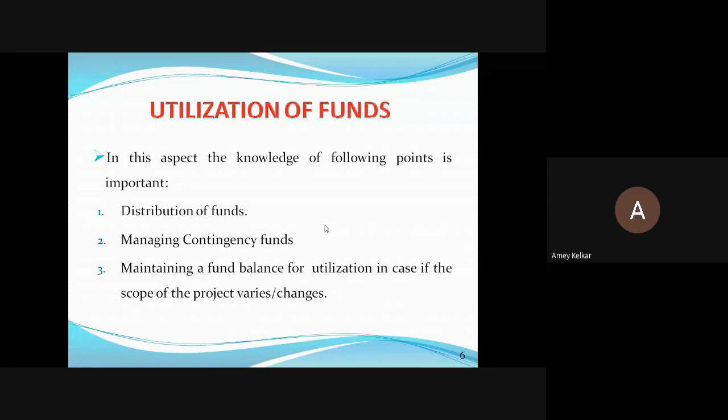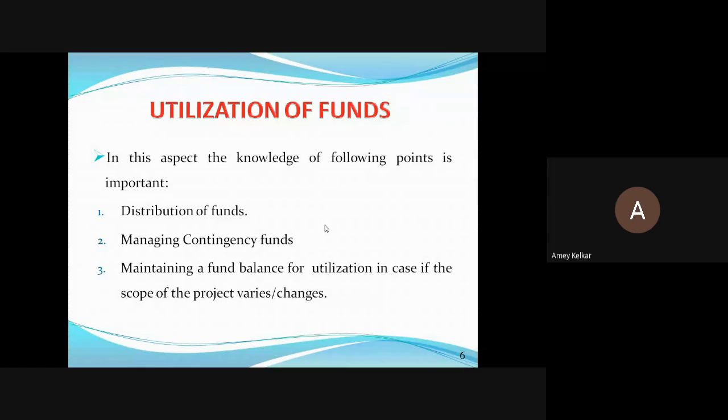So in such cases, the scope of the project changes or varies. That time you require funds. And civil engineering is such a work that you cannot exactly estimate the required cost. Estimation is always an approximate value because the material rates are changing, sometimes you require extra materials, and some materials get wasted. So there are always chances that there might be some change in the scope of the project.